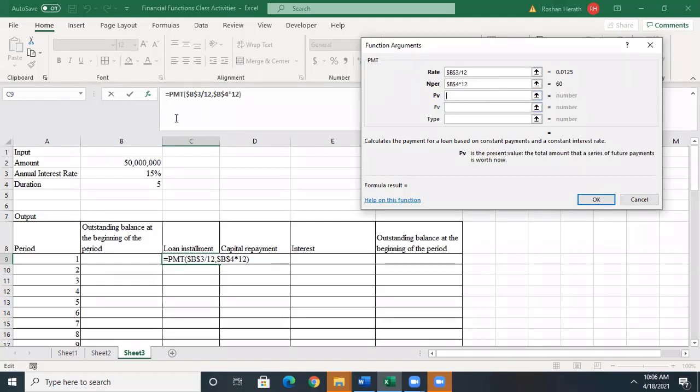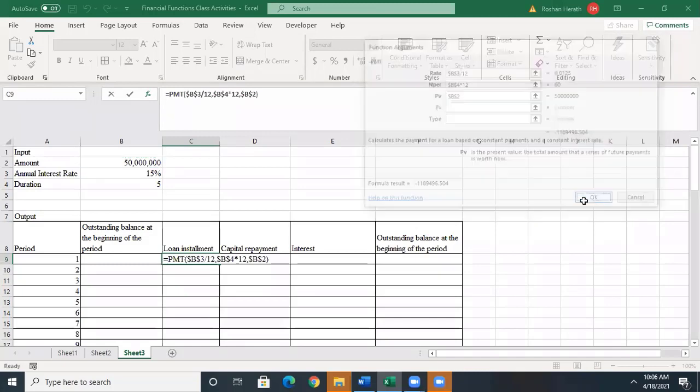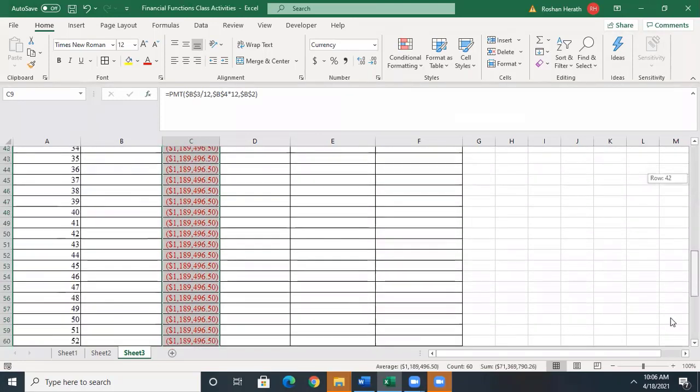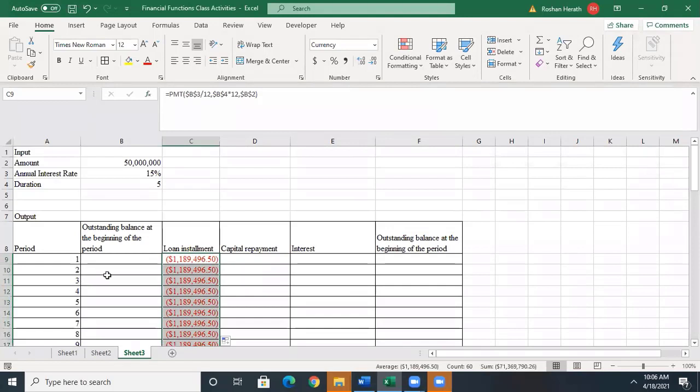So the present value, that is the loan, is going to be the 50 million. The future value and the type, you can simply ignore that. Those are going to be the most important information. So this is going to be the installment. You can simply double click, then it goes till the end. Also, you can take the outstanding. Before that, you need to go to the capital repayment.